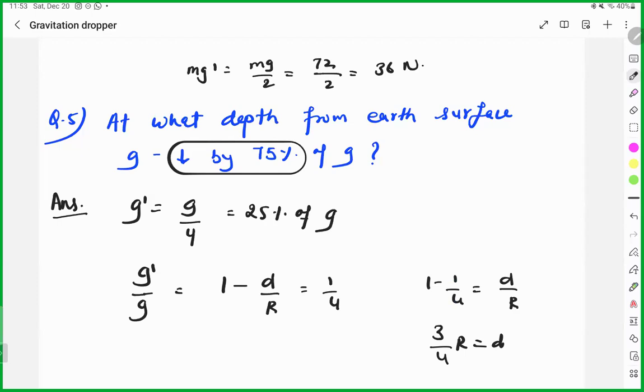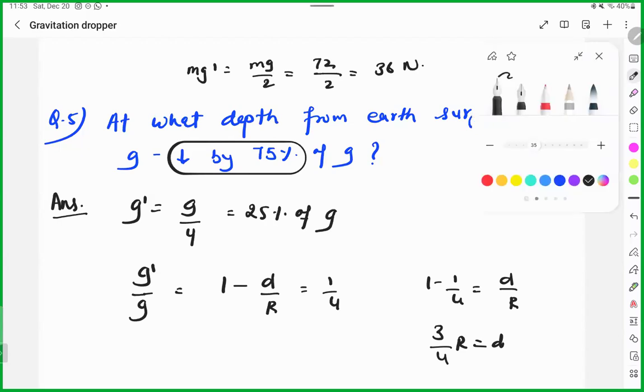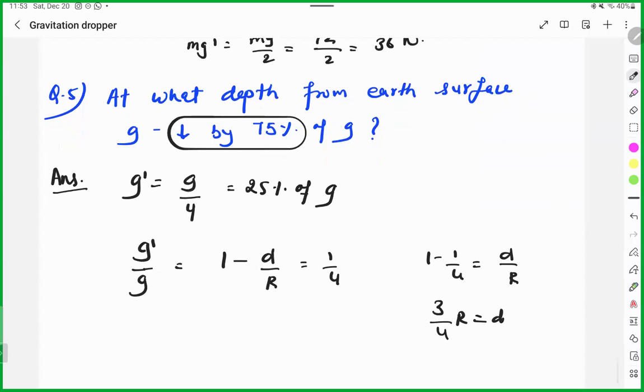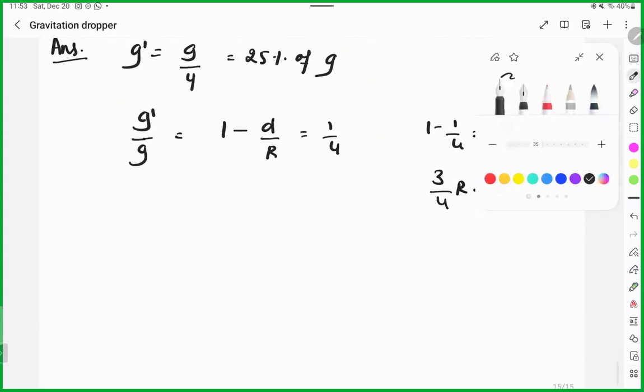And my answer is 4800 kilometer. If you take it in kilometers, you have to put the r value as 6400 kilometer. Sir, I took 7% instead of 75%. Okay, you took 7%. Wow, you are the best, Pratigya. Next question.